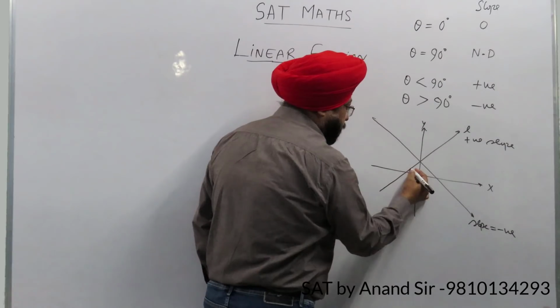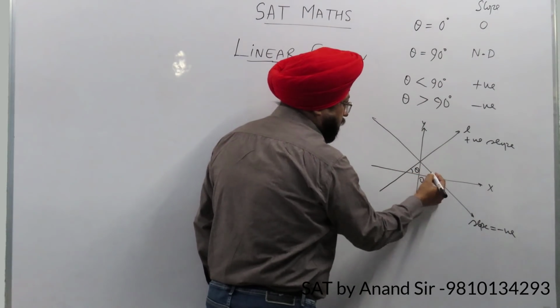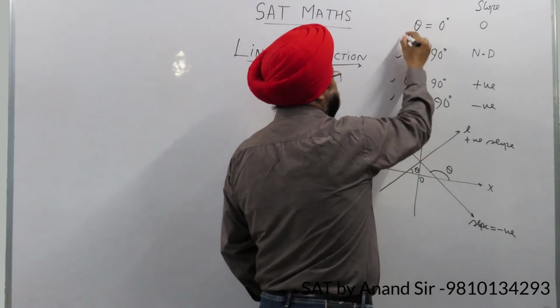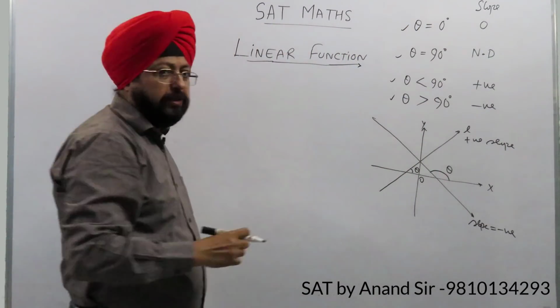Here the slope is positive because theta is an acute angle. Here theta is an obtuse angle. Obtuse angle means greater than 90 degree. So you should remember these things.